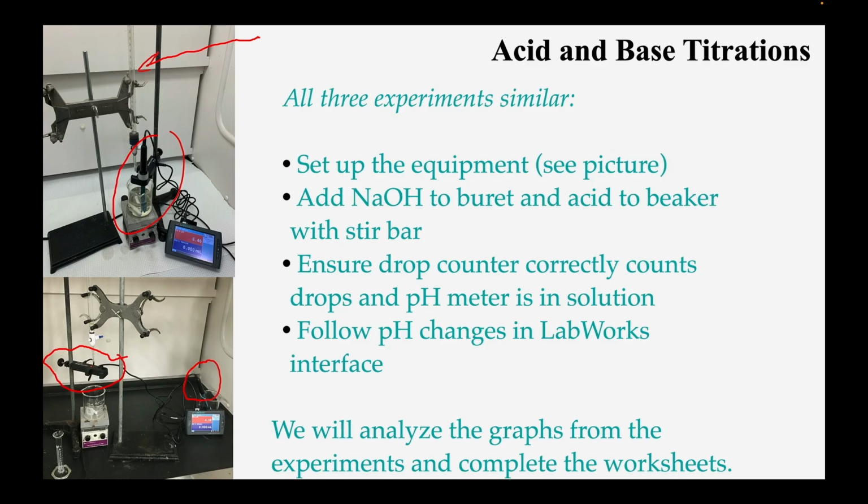It does take a little bit to set up because you have to make sure you get the right values. Again, you want to find that sweet spot for the drops. You don't want to go too fast because it can't read it, but you don't want to go too slow either. At the end, you can analyze the graphs from your experiments, record stuff on your worksheets, and you'll be good to go. So it's a pretty fun lab once you get everything set up.